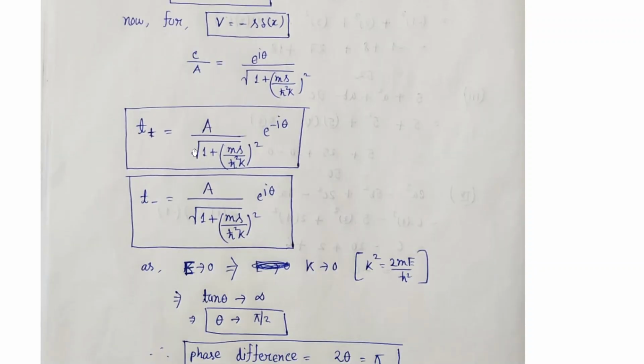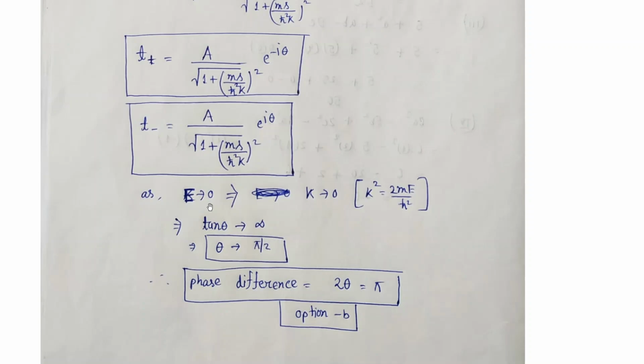So according to the given question, what we have been writing as C is T plus, which is this amplitude part into e to the power minus i theta, and T minus is this amplitude part, this is the modulus part, and this is e to the power i theta. So the phase factor here is minus theta, and here is theta. You can say that this is theta and this is minus theta according to your convention.